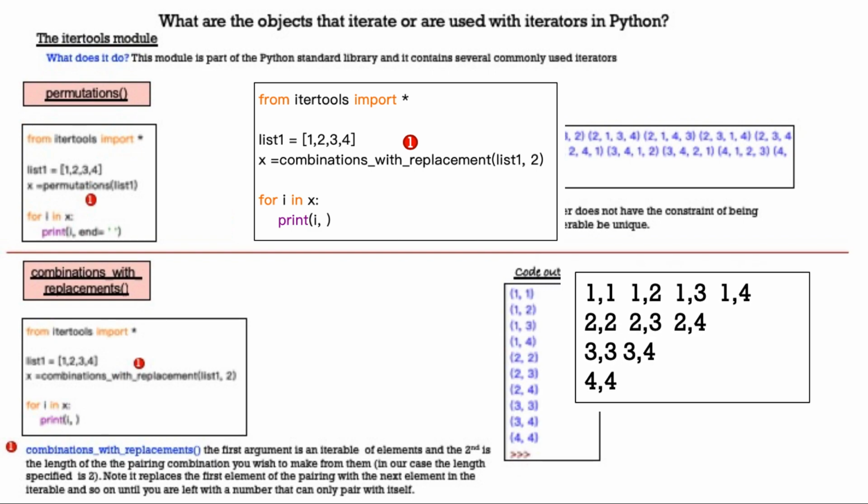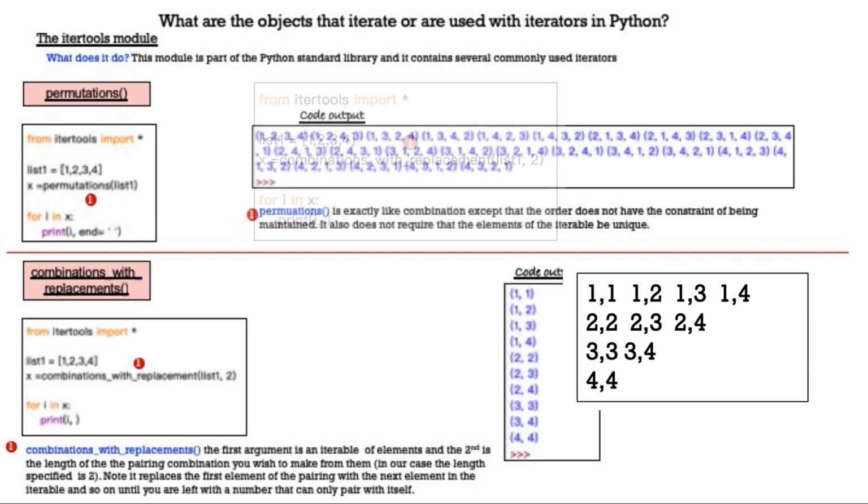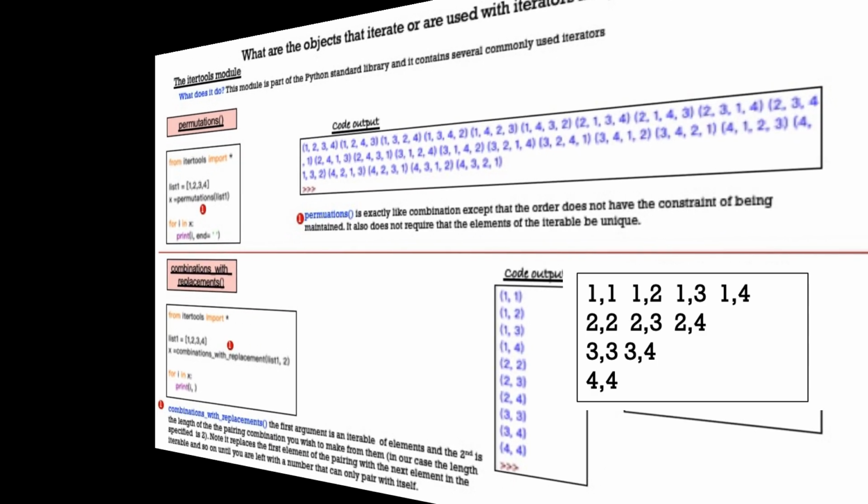So look here, this is easier to see. It goes through our list. It starts and pairs 1 with itself, then 1 with 2, then 1 with 3, then 1 with 4. Then it eliminates 1. Now the first element is 2. 2 pairs with itself, then 2 pairs with 3, 2 pairs with 4, then 3 pairs with itself, then 3 pairs with 4, and finally the only thing that's left is for 4 to pair with itself. So it's combinations with replacement.